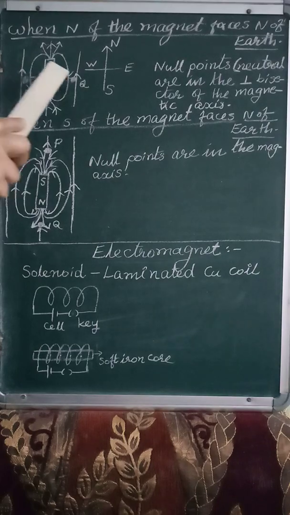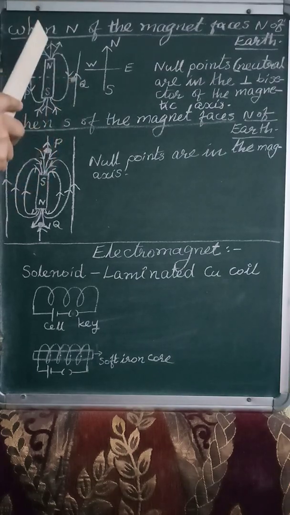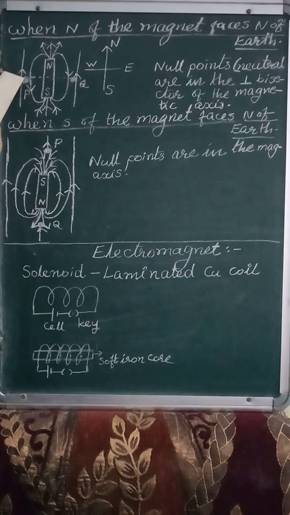These points are located on the perpendicular bisector of the magnetic axis. This is the magnetic axis, and this is its perpendicular bisector. You can see 2 points marked as P and Q. This one and this one are called the null points or neutral points.